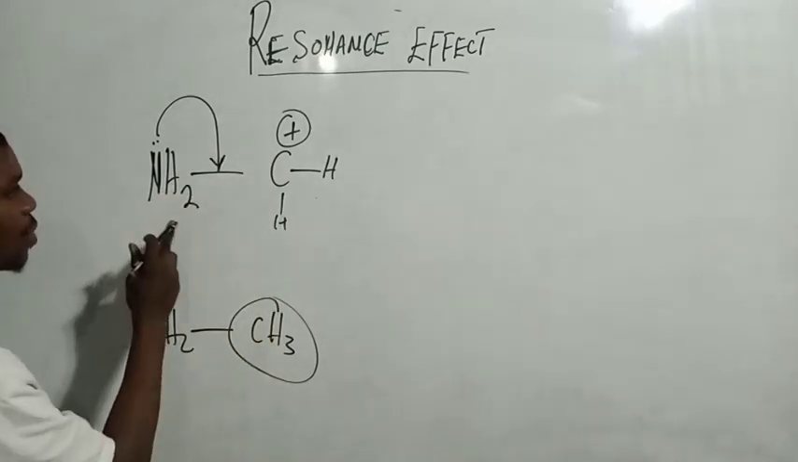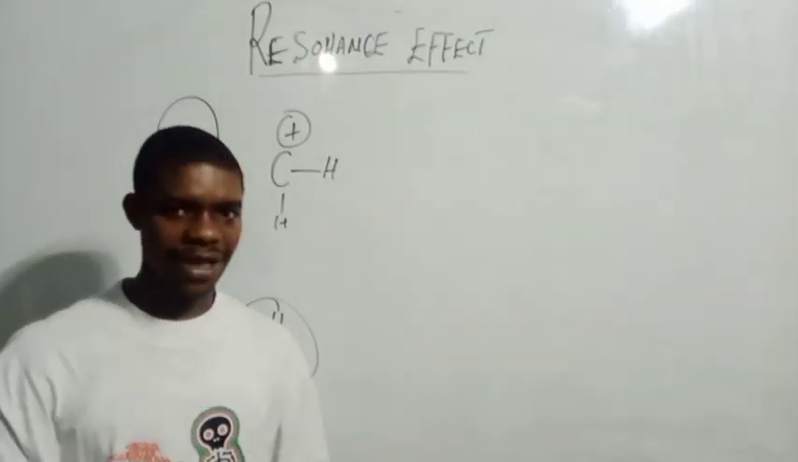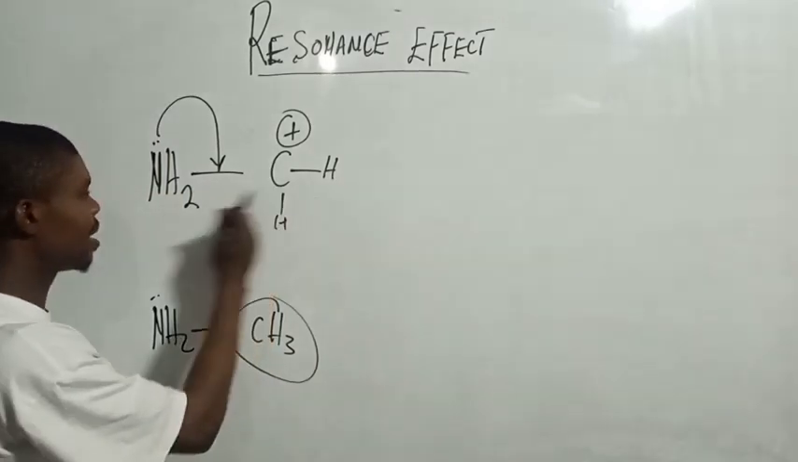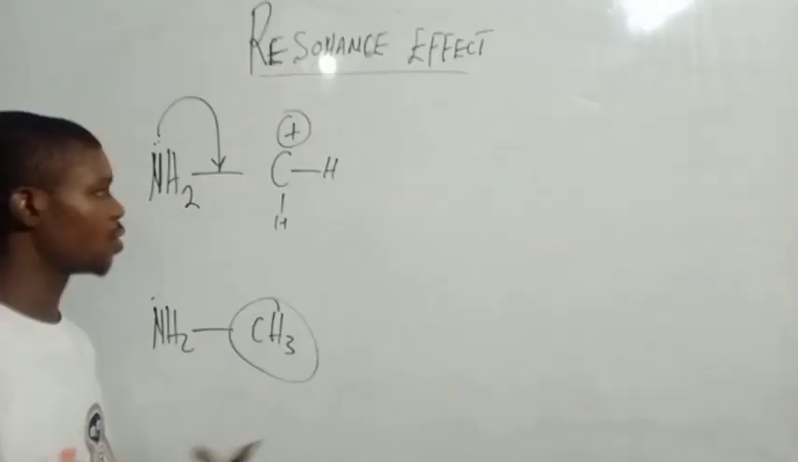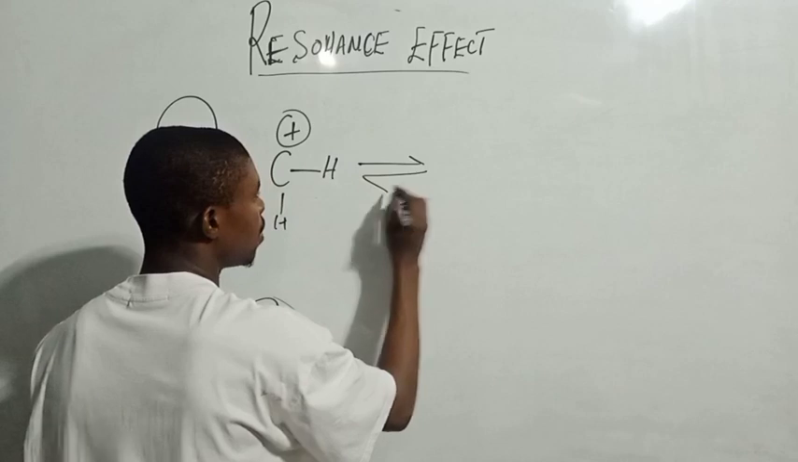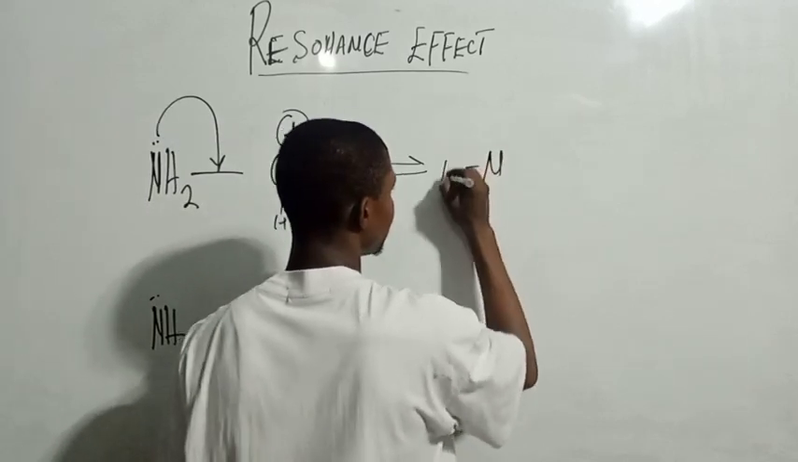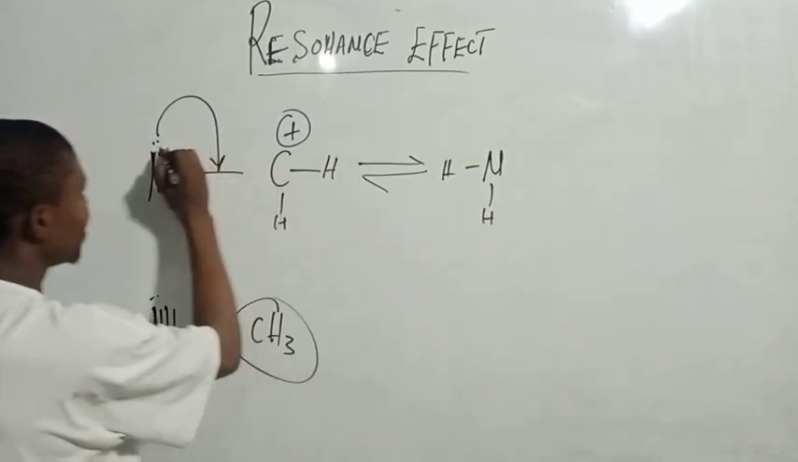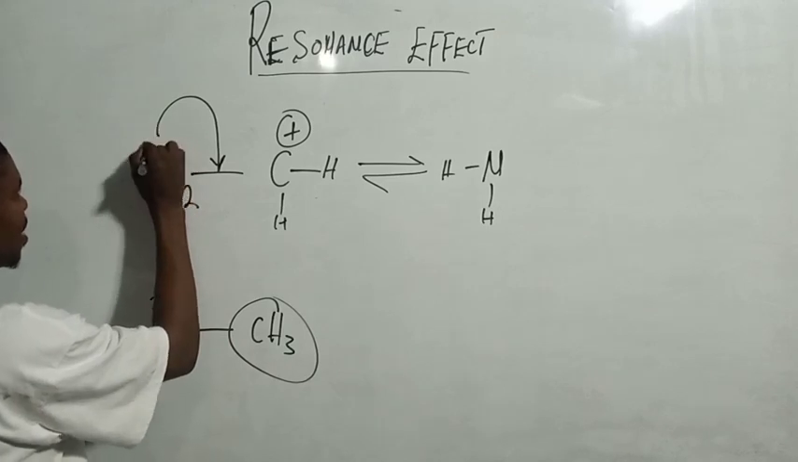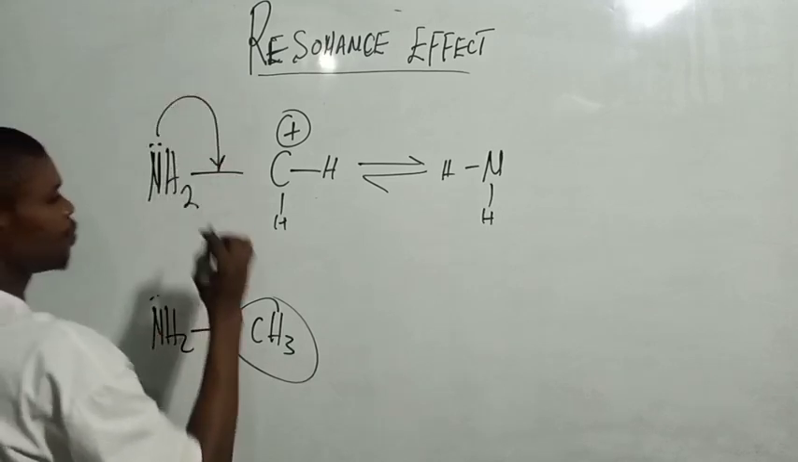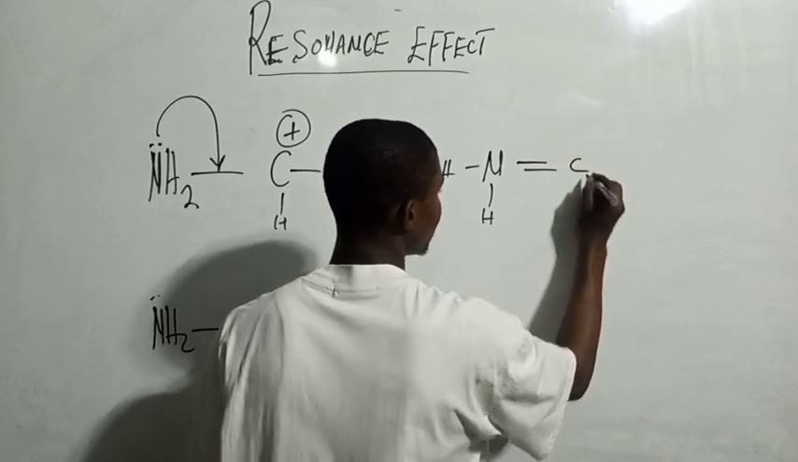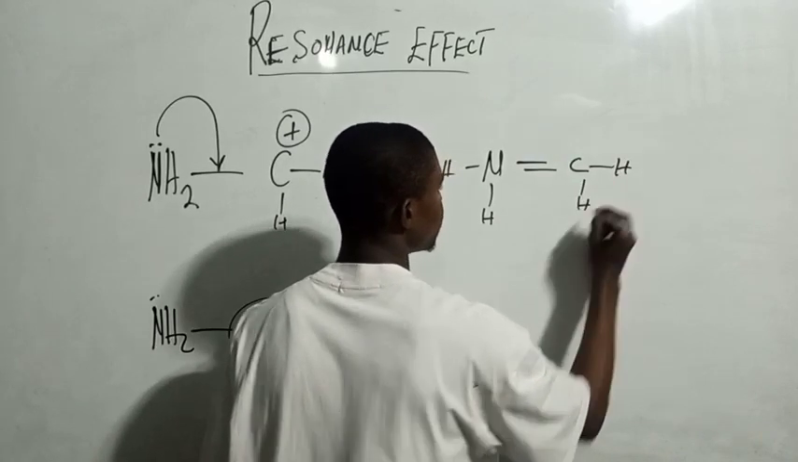If I should move this one to this other one here, I'm not going to alter the octet electron. So carbon is still going to have the octet electron. So this is what I'm going to get. I'm going to have nitrogen here with 2 hydrogen, right? Remember this lone pair here that resides on nitrogen, I'll move here to form a double bond between carbon, hydrogen, and hydrogen.